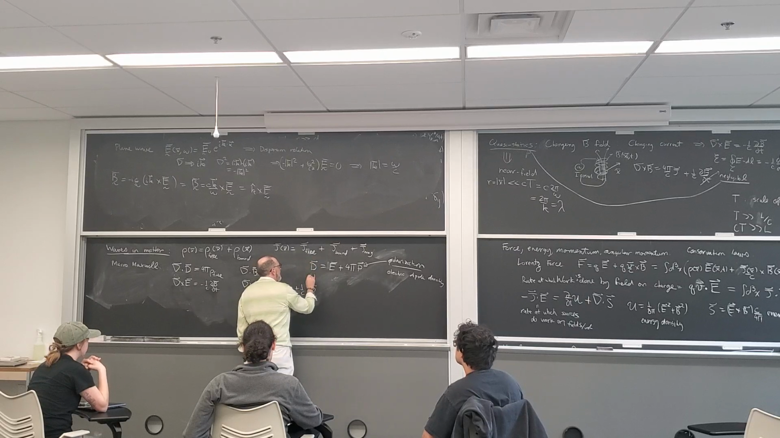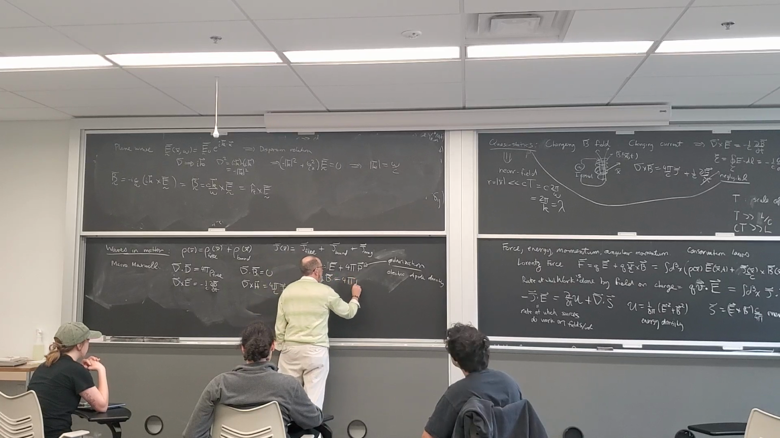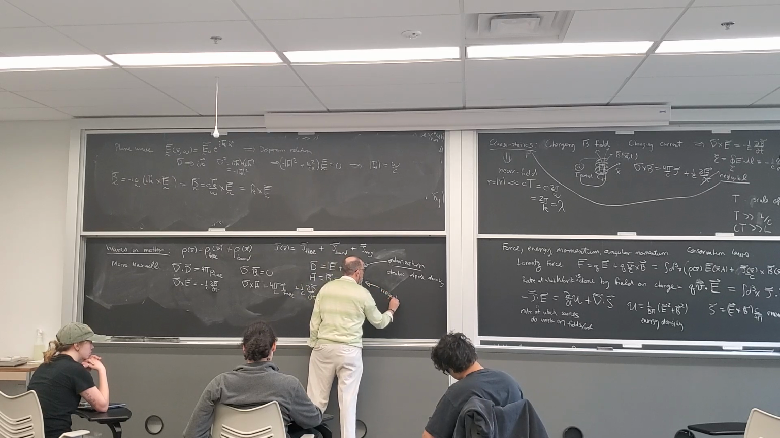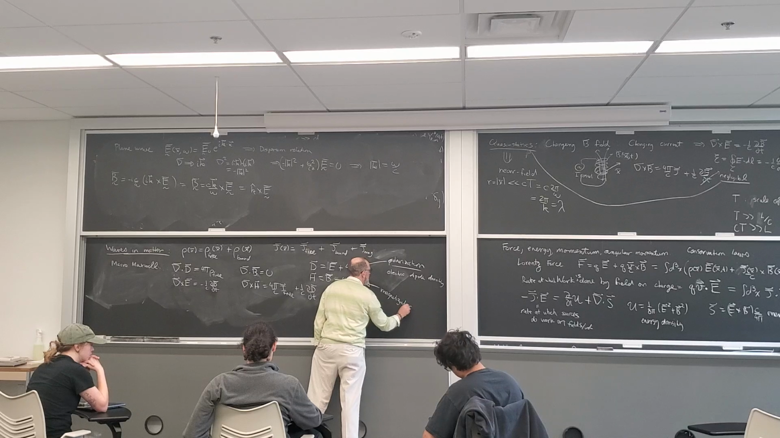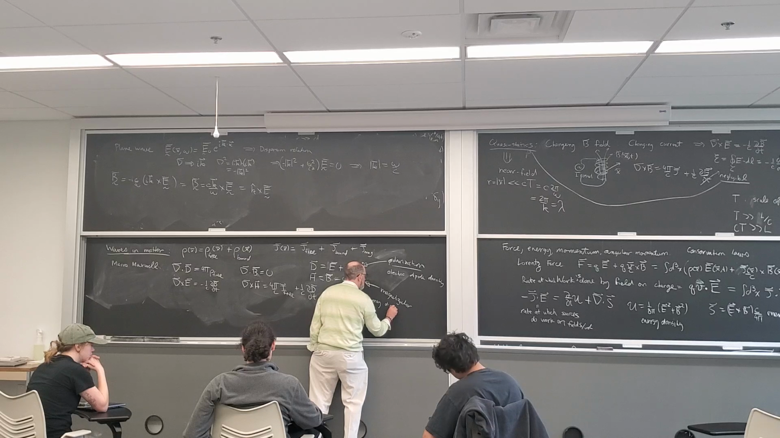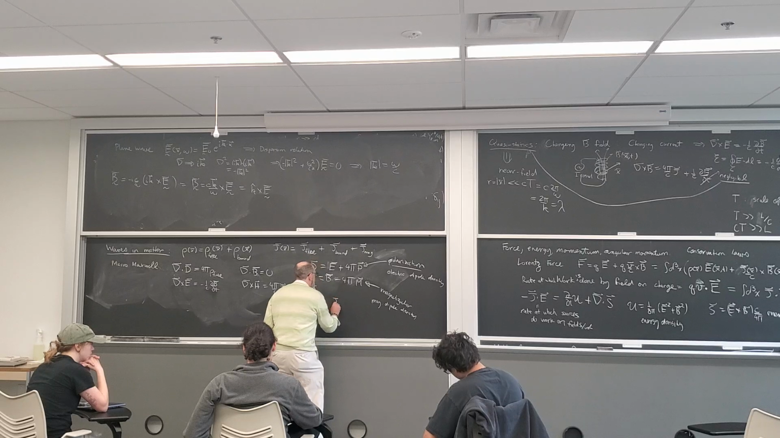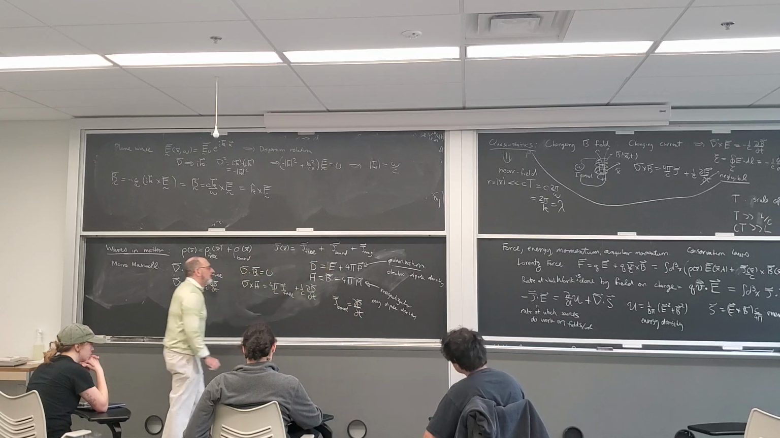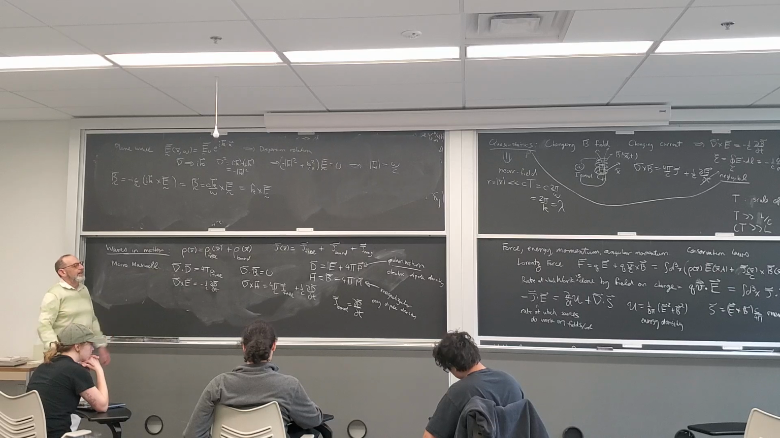And H is B minus 4 pi M. This is known as magnetization, which is the magnetic dipole density. And the bound current is the changing, oscillating dipoles, okay?